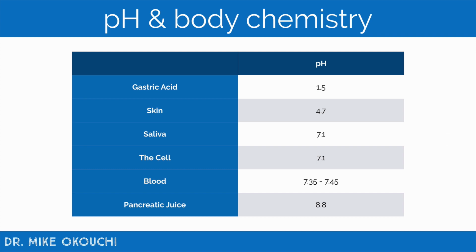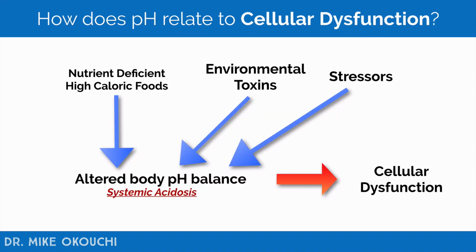Now, your blood has very little wiggle room. So anywhere between 7.35 and 7.45, that's where your blood loves to live. You go to 6, you go to 8, you are not going to be alive any longer. Pancreatic juice has to be on the more alkaline side, right? So we see that the body's pH levels vary over different parts of your organs. But when we start looking specifically at the cell and at the blood levels, we have very, very narrow ranges.